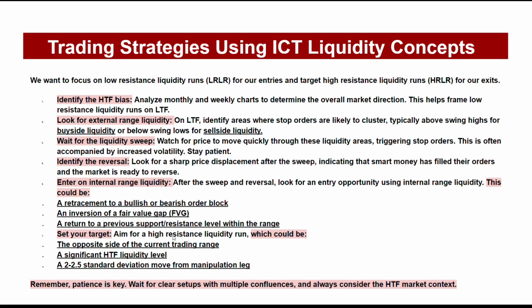I don't know why this says high resistance. This is supposed to be low resistance right here, which could be the opposite side of the current trading range. Equal highs, low resistance liquidity, such as trend line liquidity, a significant high time frame liquidity level, such as a high time frame fair value gap, or previous month high, previous month low, whatever that is, and a 2 to 2.5 standard deviation move from the manipulation leg. We'll get into this in another video, but standard deviations are very helpful to set your targets.